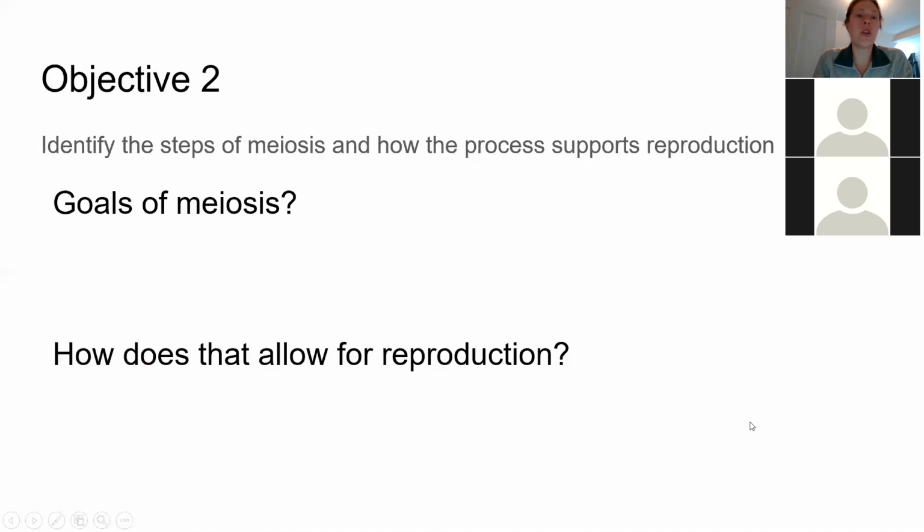Okay, objective 2 is focusing on the steps of meiosis and how the process supports reproduction. First thing I'm going to recommend, if you have not done mitosis in stem cells, do that first because it's a lot easier to understand meiosis if you already know mitosis. I'm going to proceed because I don't have the data in front of me and I can't remember if you've all done mitosis in stem cells and passed it or not. I'm going to proceed as if you did. But if you haven't, I would really suggest tackling that additional focus area before this one.